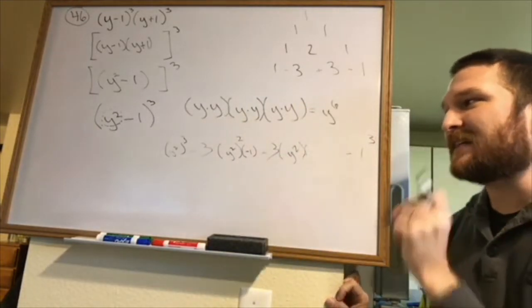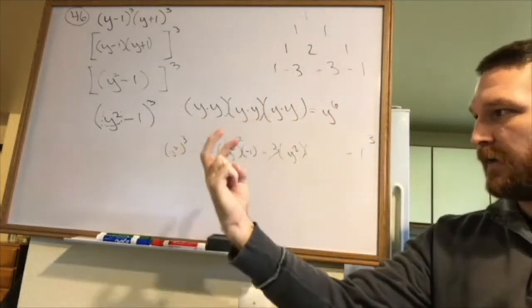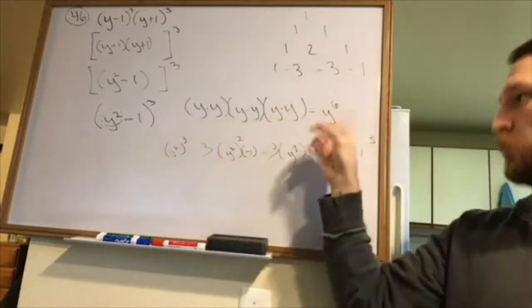So yeah, I almost always think visually. I just imagine, okay, I have 2 y's, and then I repeat that 3 times. Right, it's 3 times 2 in this case, y to the 6th. Okay.